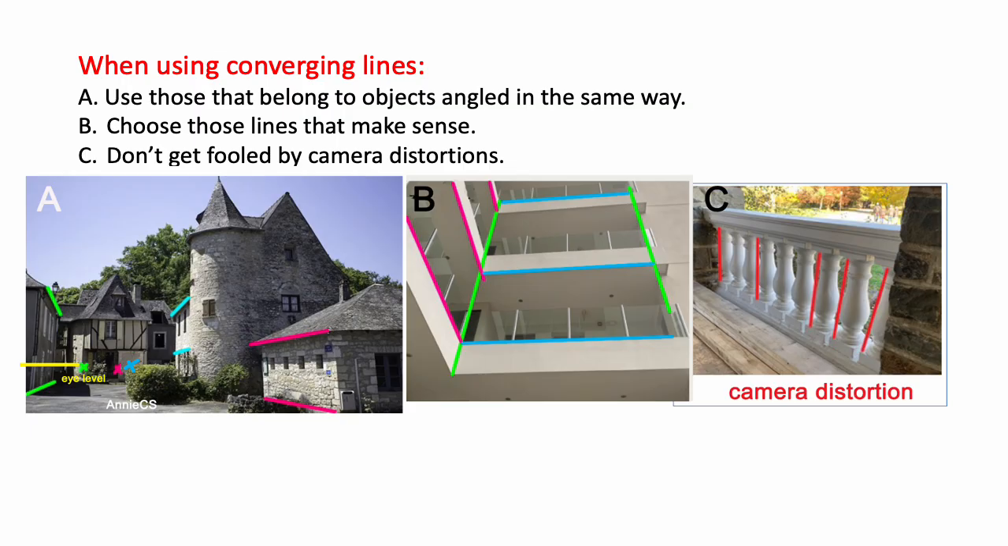Use converging lines that are on the same building or objects angled in the same direction. In the second image, we have 3 pairs of converging lines. So since we're on the ground, you use the converging lines that go toward the ground. And watch out for camera distortion where the edges slant or curve. If we were to follow these lines, eye level would seem to be below us, which can't happen.